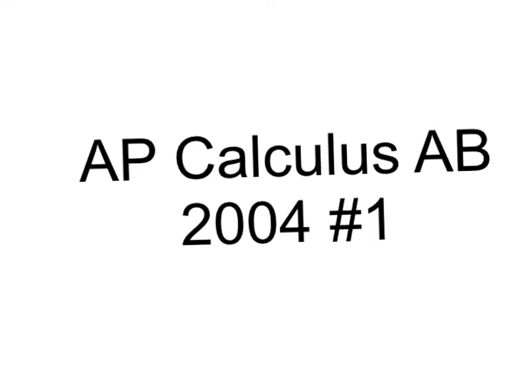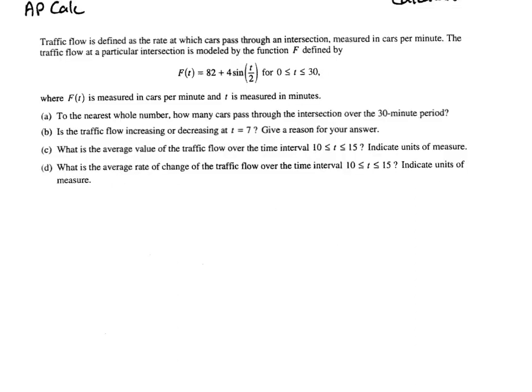This is number 1 from the 2004 exam. So we have traffic flow is defined as the rate at which cars pass through an intersection, measured in cars per minute, and the traffic flow is given by this sine function over here. And for part A, we need to figure out how many cars pass through the intersection over the 30-minute period.